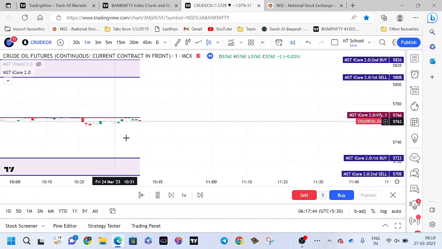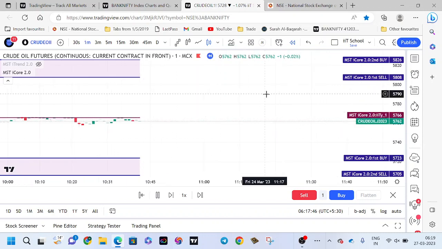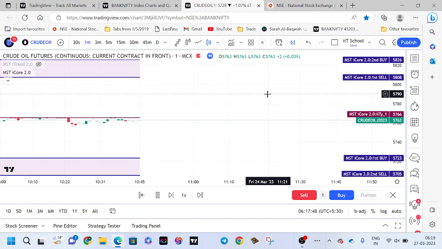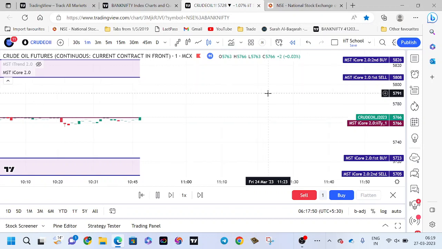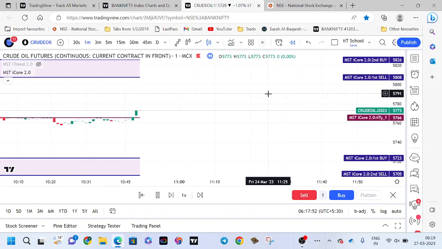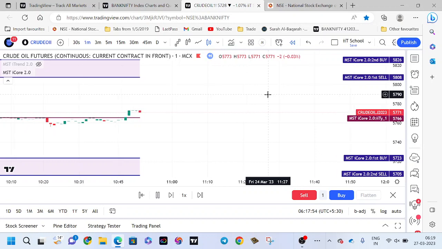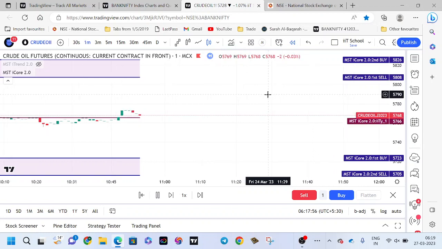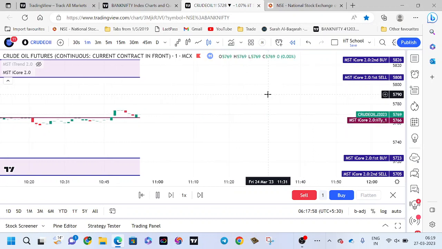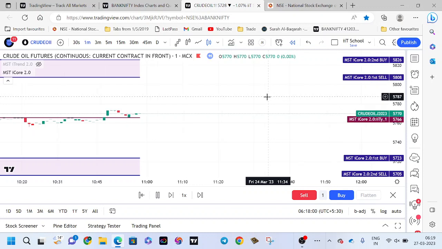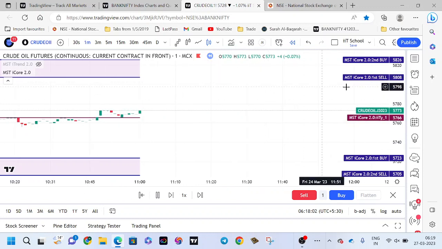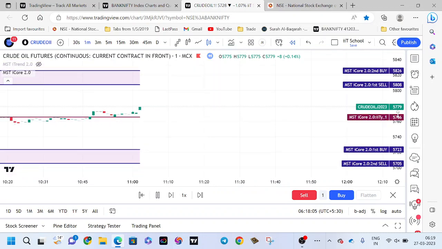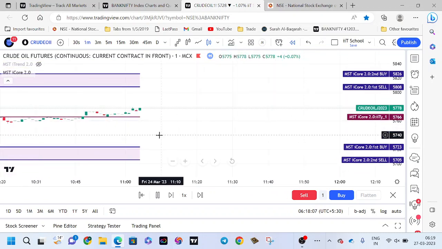If the market is coming down to 5723, you can buy a 5700 call option or a 5750 call option. If you are an option seller, you can sell a 5700 put option or a 5650 put option, depending on your capital. So now the market has not reached either side.